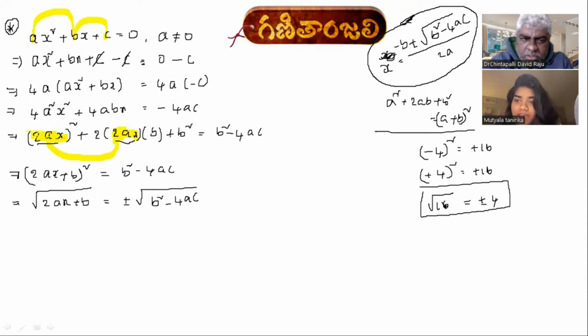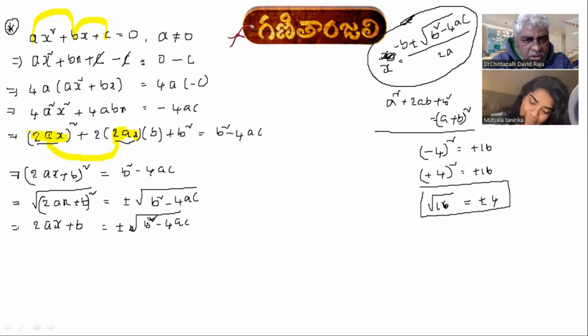Then why didn't we write plus or minus on the left hand side? It is enough to write plus or minus on any side. We need not write it on both sides. Now what happens? The square root of 2ax plus b whole square, root and square cancel. We are left with 2ax plus b equals plus or minus the square root of b square minus 4ac. Very good. Now bring that plus b to the right hand side.